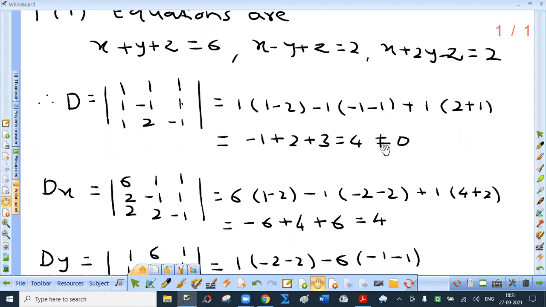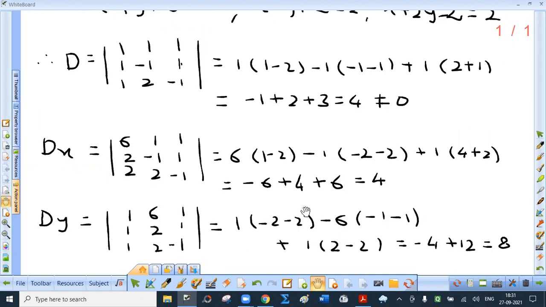It comes out to be 4, not equal to 0, because if this is 0, then solution does not exist. Dx is obtained from D only. How? By replacing coefficients of x, which are in the first column, by constants 6, 2. So the value comes out to be 4.